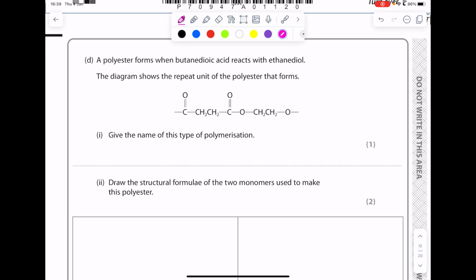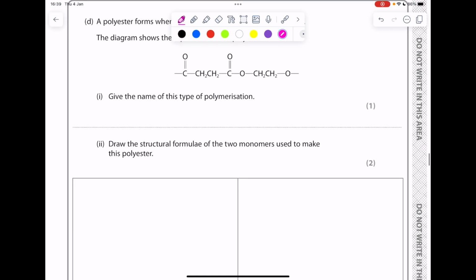A polyester forms when butane dioic acid reacts with ethane diol. The diagram shows the repeat unit of the polyester that forms. Give the name of this type of polymerization. Because you're constantly losing water molecules throughout, remember that means it's a condensation reaction. Draw the structural formulae of the 2 monomers used to make this polyester.